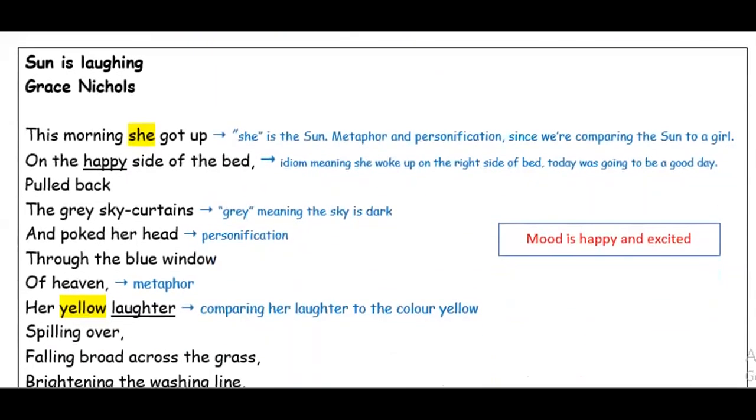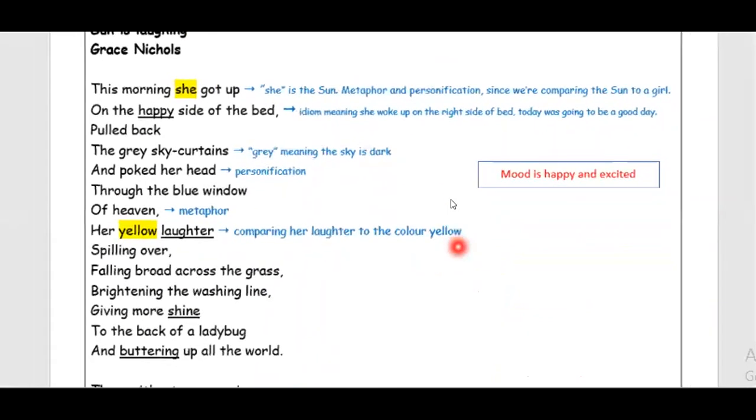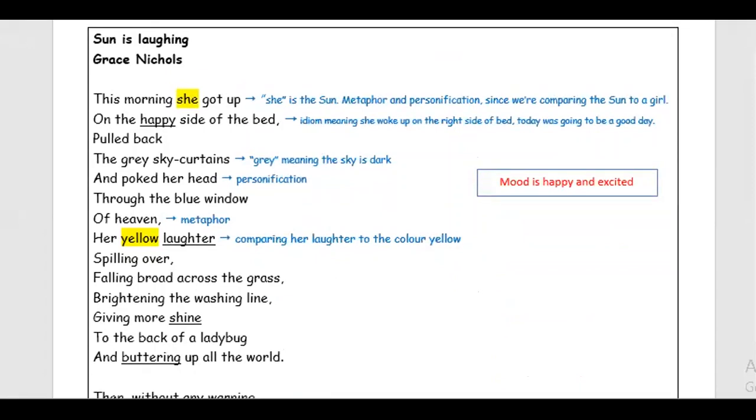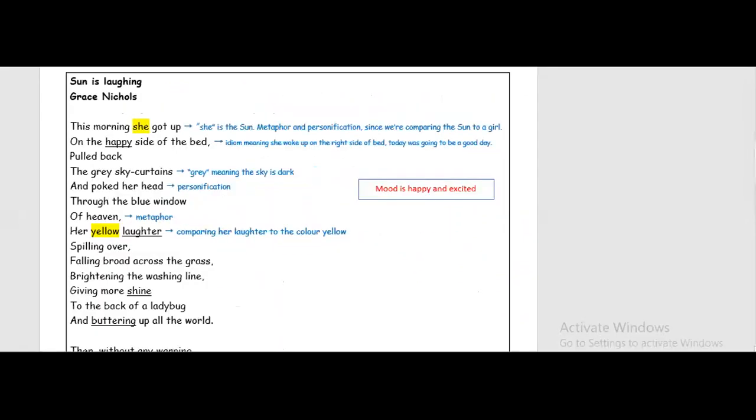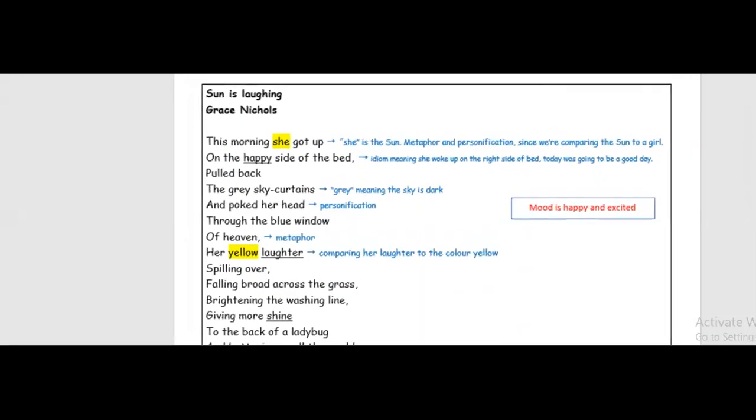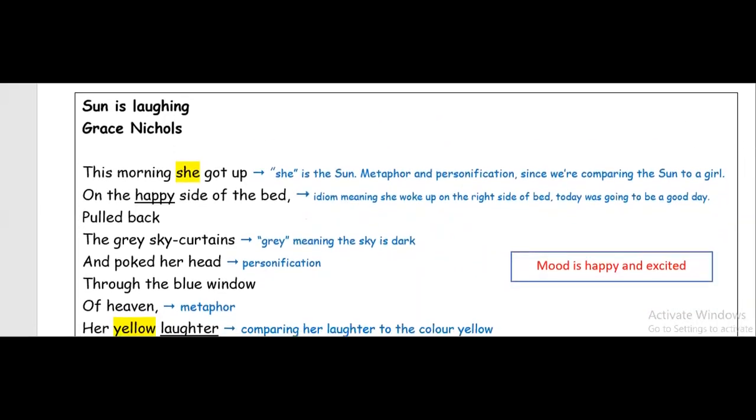Okay, I'm going to read the first stanza of this poem. Just zooming out a little bit. Okay, I'm assuming you guys can see fine. All right, the name of this poem is called Sun is Laughing, and the author is Grace Nichols.